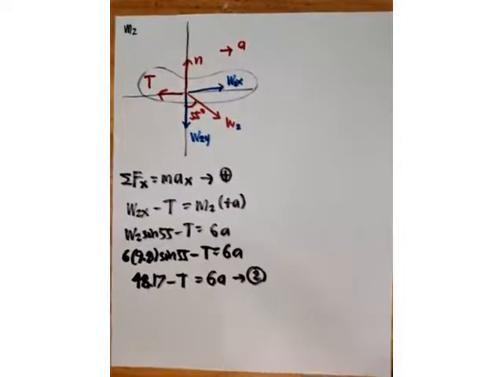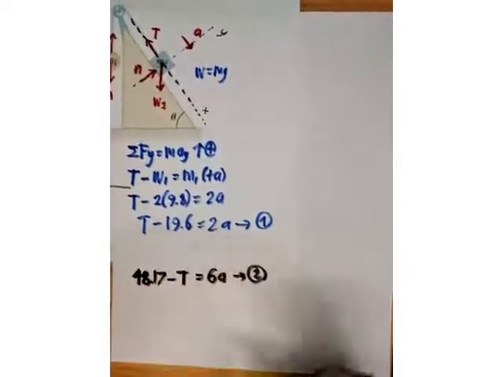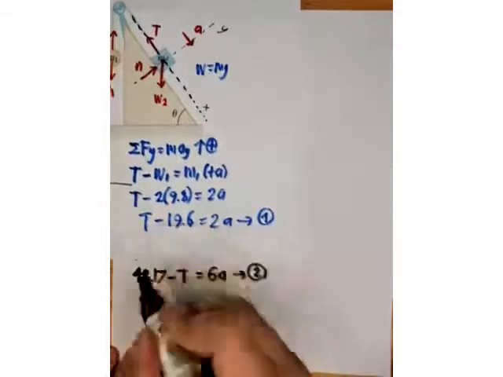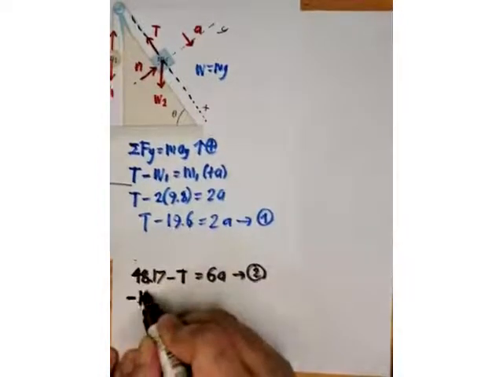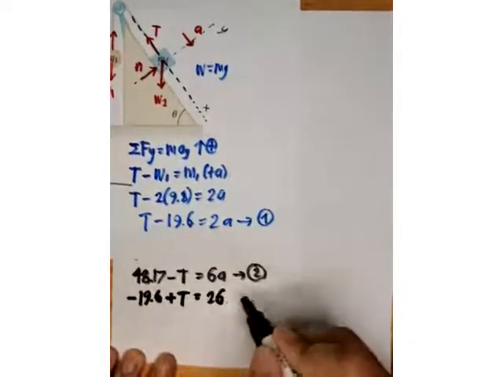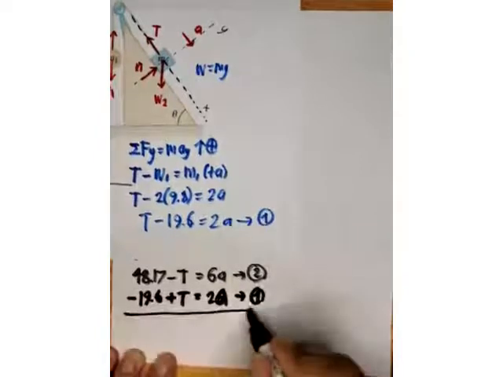So for the second equation, what we will do is equate the equations. We have two equations because we have two unknowns. If you go back to our first equation, we will solve them simultaneously. I will move it so that the 19.6 lines up, and then here is plus t is equal to 2a. So this is our first equation.